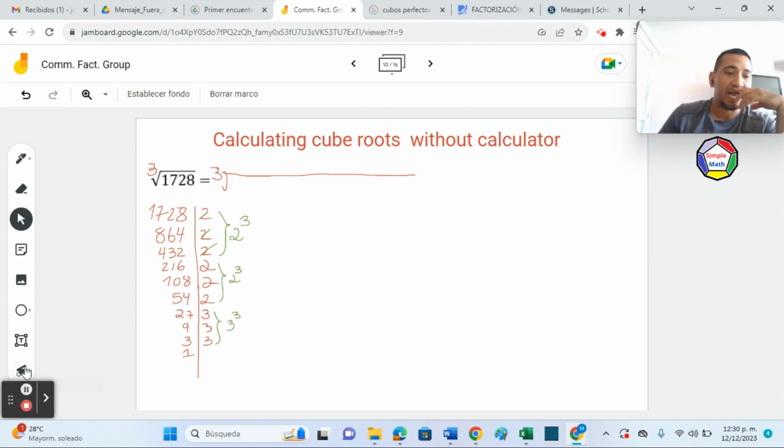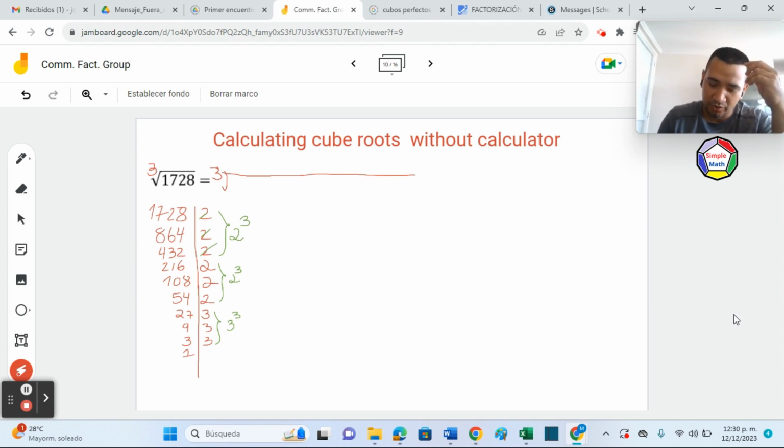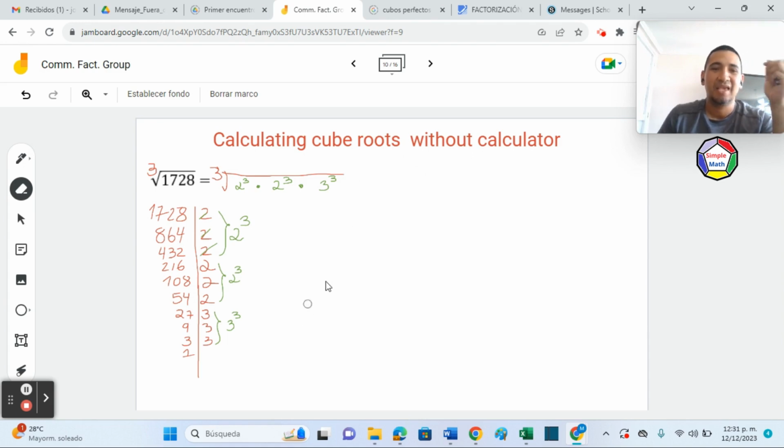Okay, so what I'm going to do now is take these 2 exponent 3, these 2 exponent 3, and this 3 exponent 3, and write them inside the cube root symbol. So I'm going to write here inside the cube root symbol a 2 exponent 3 times a 2 exponent 3 times 3 exponent 3. I think I wrote this symbol very long, actually more than I need.